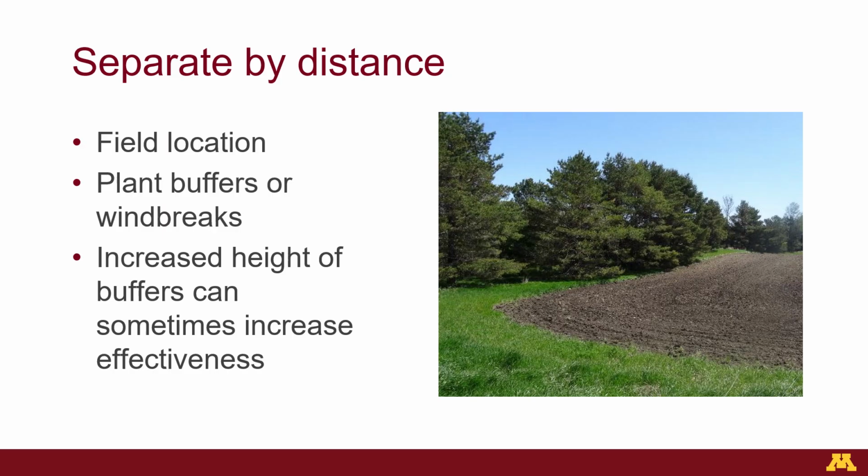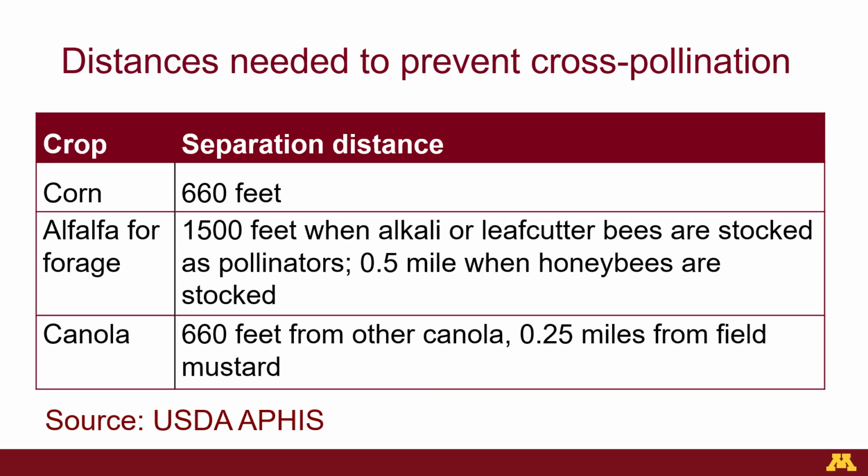You can also plant buffers or windbreaks to provide a physical barrier to pollen drift. To a limited extent, buffers can be adjusted by increasing width or adding trees to increase height, which can reduce the flow of wind-blown pollen. Your certifier will have recommendations for your buffers based on your risks. In this picture, we show an organic field where the vegetative buffer is a stand of pine trees.